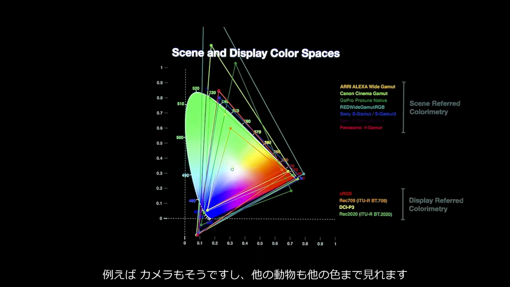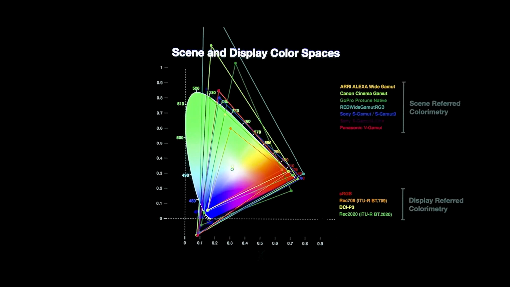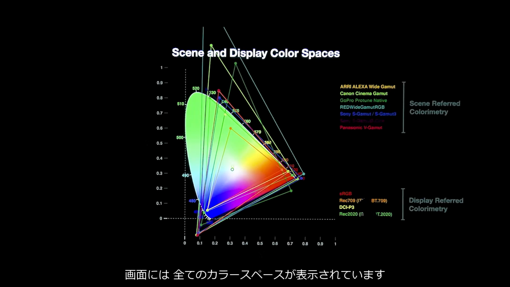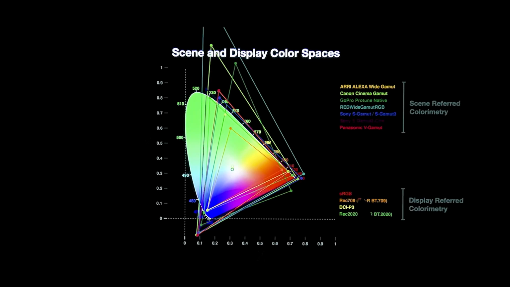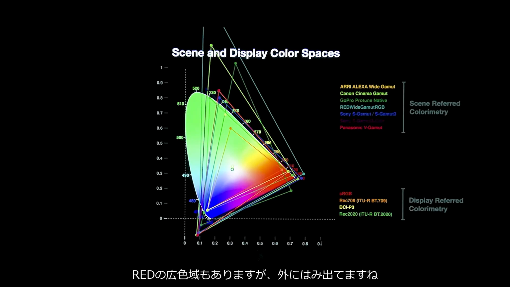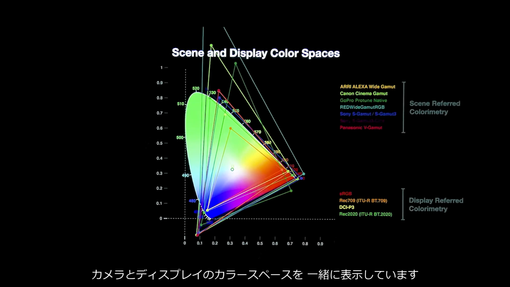Well, cameras are other animals that see other colors yet. So there are all those color spaces in there, and there is even the Red wide gamut that is even getting out of the screen. So you have all those color spaces for the cameras together with the color spaces for the display.